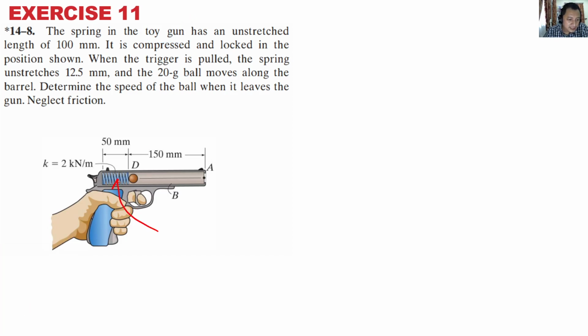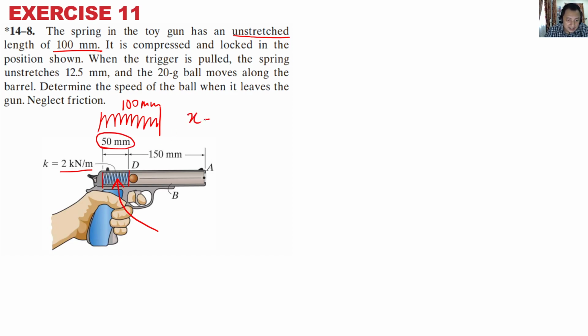So potential energy from this spring is quite high, 2 kilonewton per meter. Unstretched length is 100 mm. Okay, so dia cakap unstretched length dia adalah 100 mm. Originally spring ni panjang dia, panjang ini 100 mm. Nampak tak dia dah compressed? It's already been compressed by 50 mm.